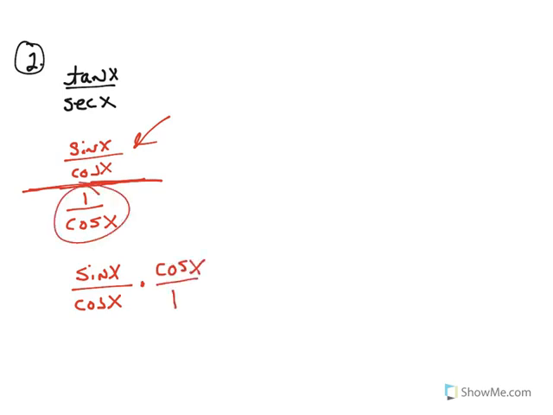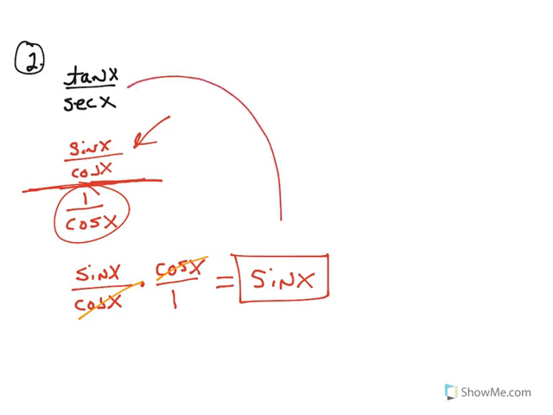So we're going to flip this, and that's going to be cosine over 1, and then your cosines cancel. So you are left with sine of x. So there's your simplified form. So tangent over secant, tangent of x divided by secant of x, can be simplified to sine of x.